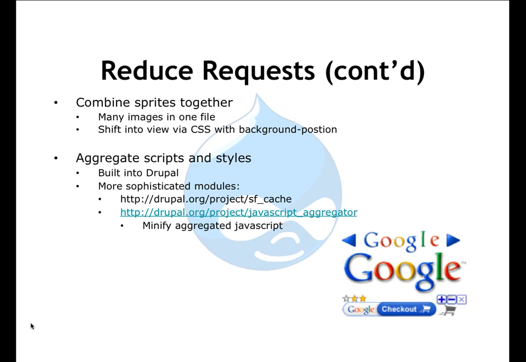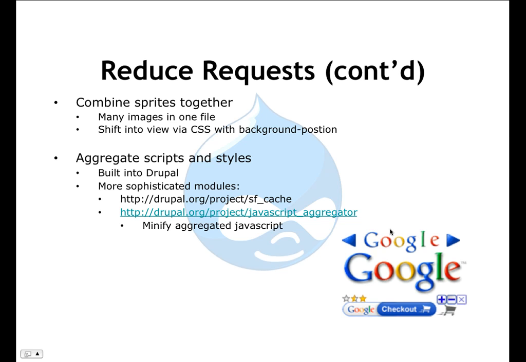And going on that, if you have lots of images on your site, it might be worthwhile to combine your image sprites together and just shift the view for them via CSS. As an example, Google uses a lot of images on their site, or what are perceived to be many images. But it's in fact one large image, which they then use CSS rules with to, as an example, show this button, or this button, or the smaller size logo.